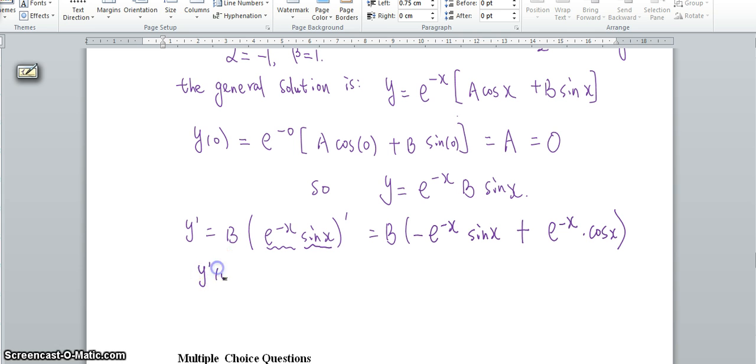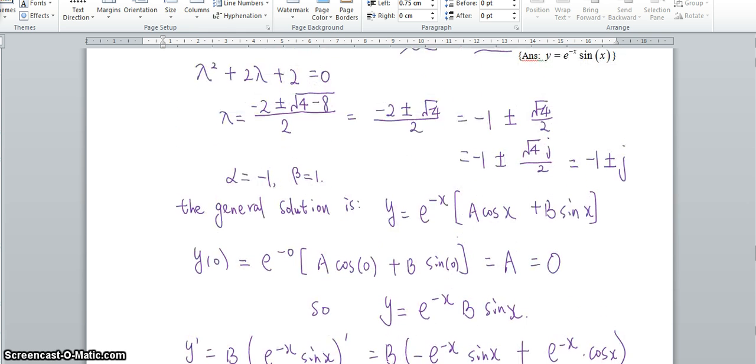So what is y prime of 0? We sub in the value of x to be 0. So it's b times, now this term has a sine of 0, which is going to be 0, so this whole term is gone. The next term, e to the power of 0 times cosine of 0, will give us 1. So it's just b. And the value is equal to 1 according to the given condition.